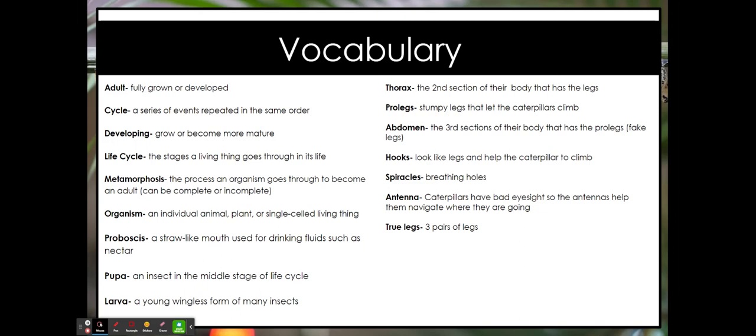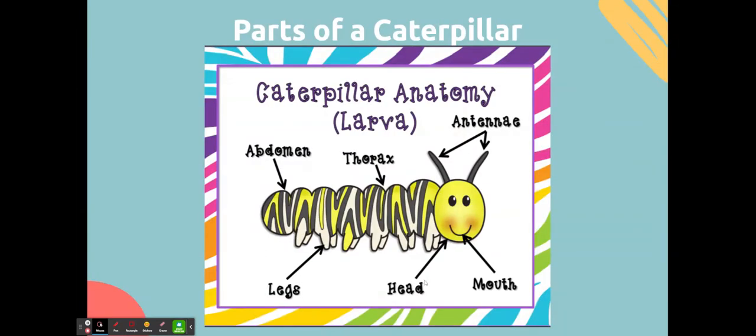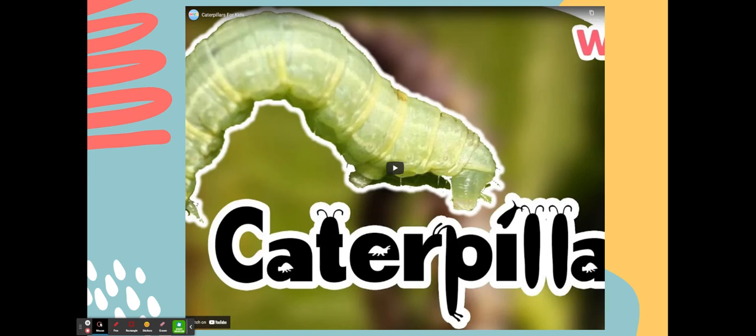We talked about the abdomen being the third section of their bodies. The hooks are those prolegs that I'm talking about. They look like legs, and they help the caterpillar to climb. The way that the caterpillars breathe is called spiracles. I think I'm saying it right. Those are breathing holes. And then we talked about how their antennas help them navigate where they're going because they can't see very well. And their true legs are those three pairs of legs at the front that are their actual legs. All right, let's enjoy this video together and learn a little bit more about our caterpillar friends.